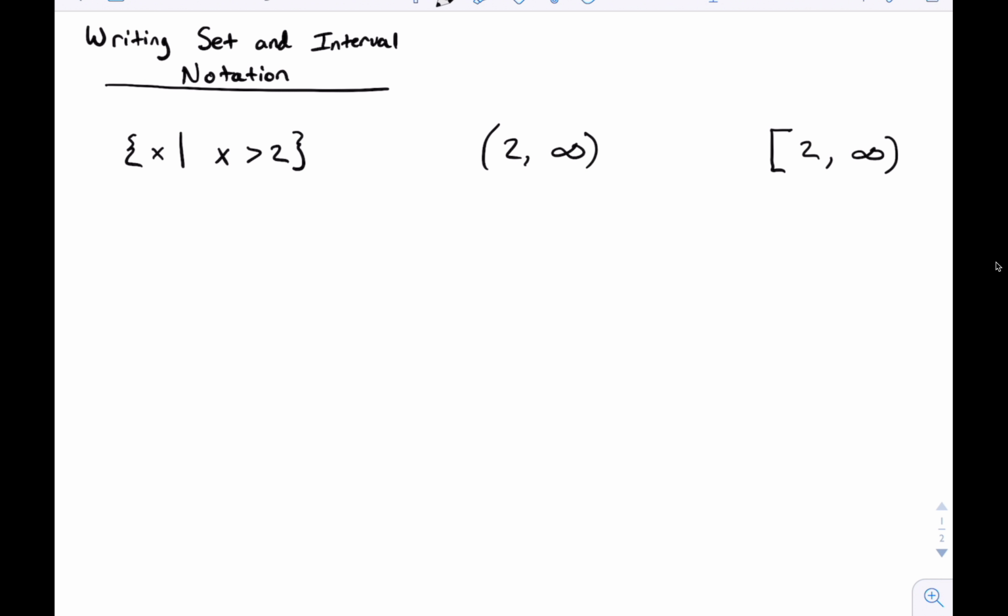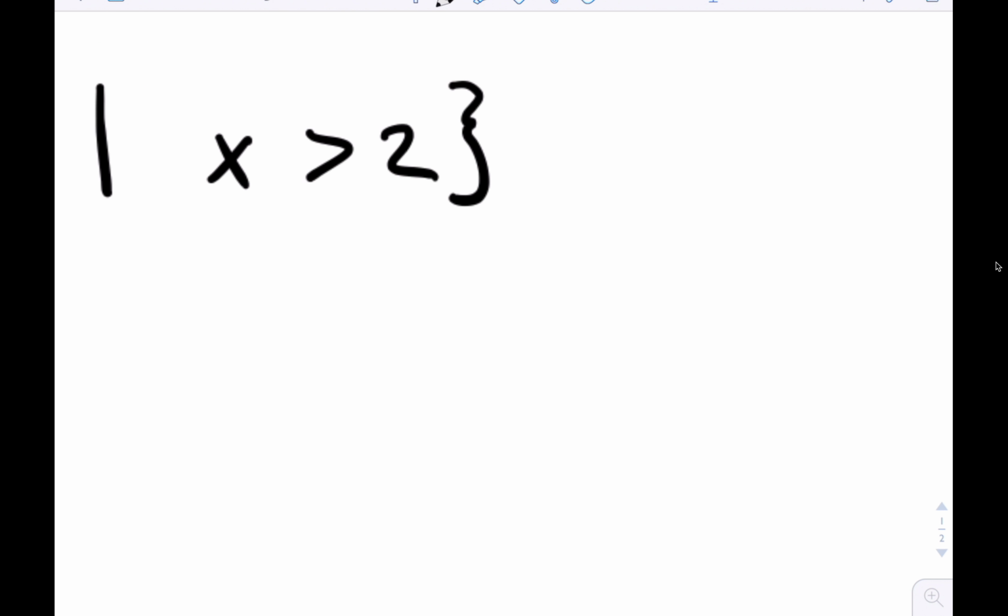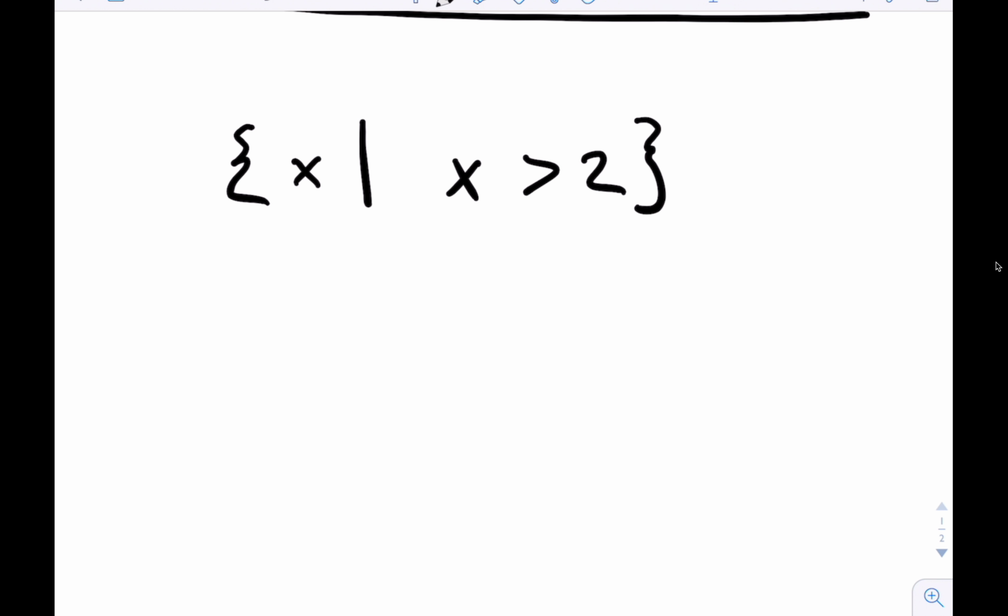Now when you guys are doing the problems, I'm not going to expect you to have to write both answers, but you should be able to recognize both notations and what they both mean. Okay, so on the first one here, this is an example of set notation. And each of these things means something.